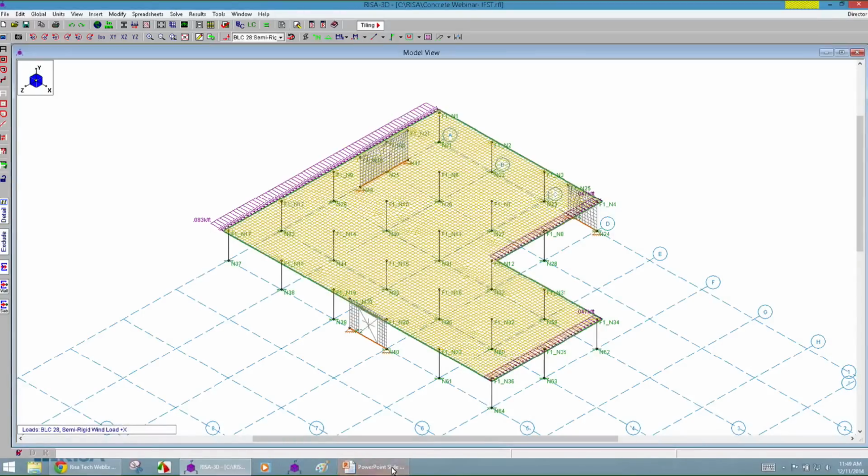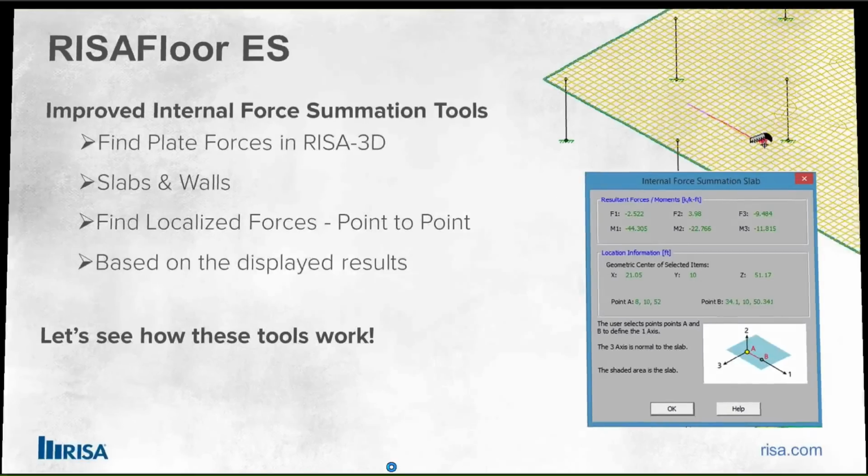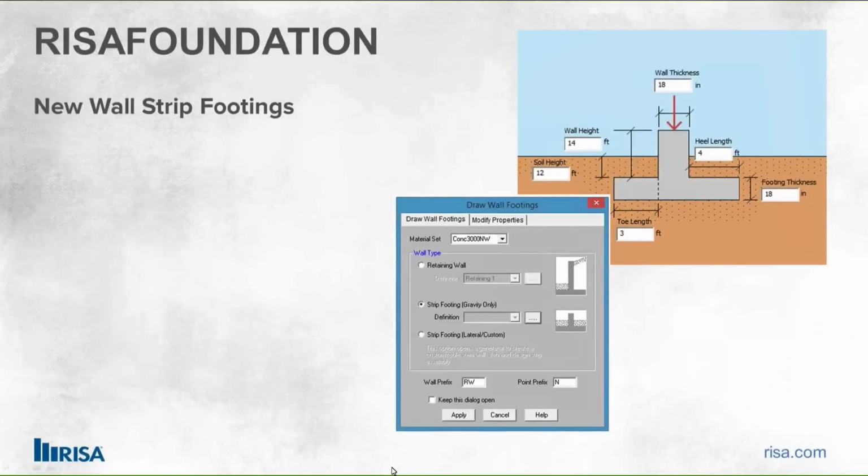So I'm going to jump back here for a sec, and let's talk about RISAFoundation for a bit. RISAFoundation also got some new tools. In RISAFoundation, we can take our model directly from RISAFloor or from RISA-3D, either one, and we can now design new wall strip footings. Walls were added a while back into RISAFloor and RISA-3D design, and now we can just go ahead and do the wall strip footings right inside of the program in RISAFoundation. There's a couple different ways to do that.